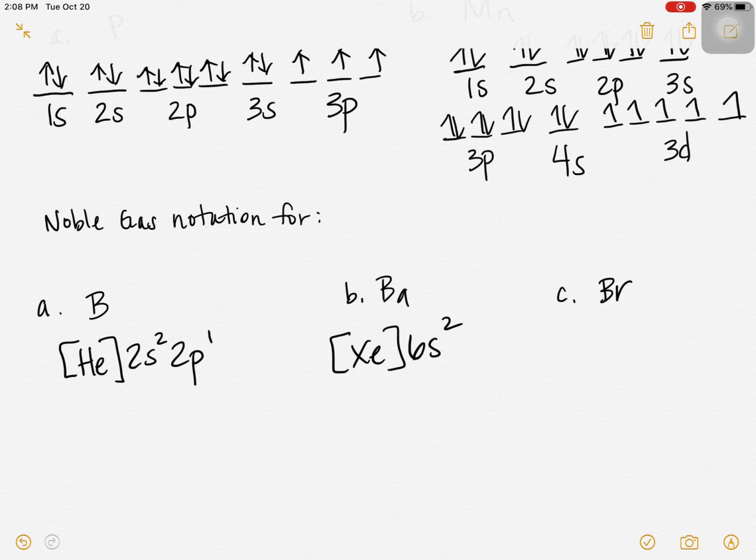And then, this should be bromine, sorry. And then bromine, the noble gas which comes before bromine is argon. And continuing on after argon, we have the 4s2, 3d10, 4p5. And that is your noble gas notation for bromine.